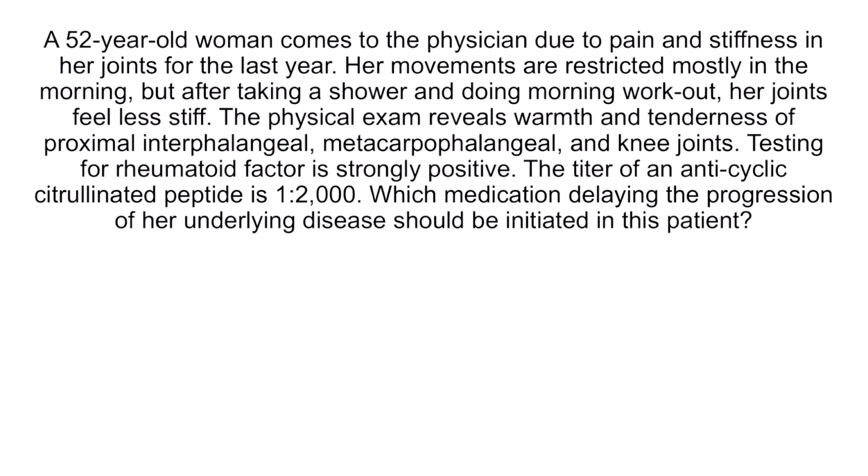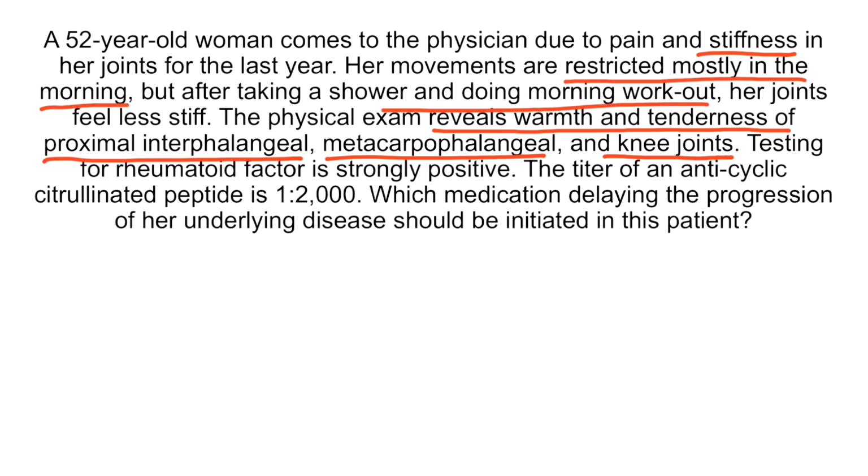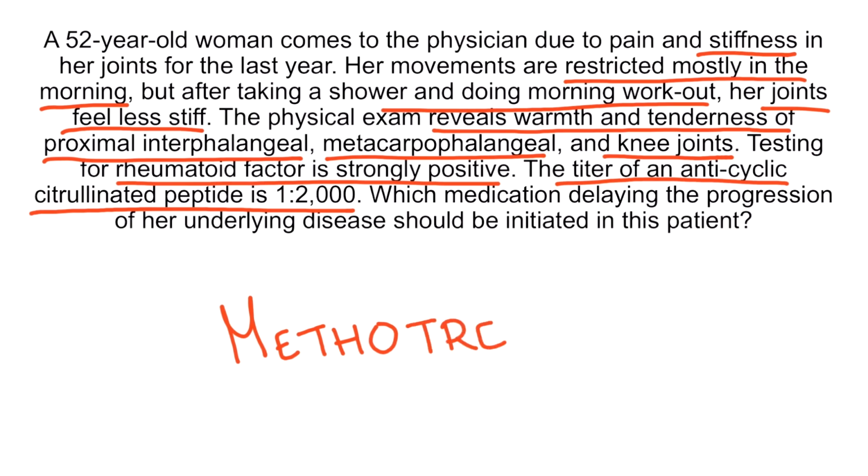This patient has an inflammatory joint pain in her proximal interphalangeal, metacarpophalangeal, and knee joints, evidenced by morning stiffness that resolves with exercise. Testing for rheumatoid factor is strongly positive, and the titer of anti-cyclic citrullinated peptide is 1 to 2,000, which is elevated. All these findings suggest rheumatoid arthritis. The medication that delays progression of rheumatoid arthritis and should be initiated in this patient is methotrexate.